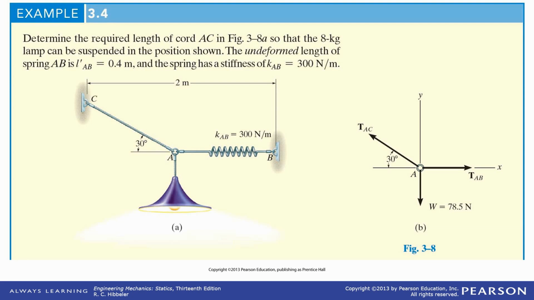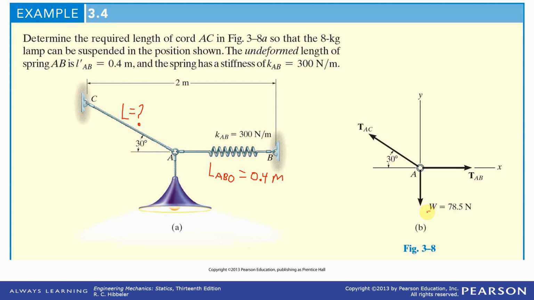Okay, I left off the last video telling you guys that we were going to work on this problem. We want to know the length of AC. L equals question mark. Don't know the length of that. We know the spring constant of this. L_AB unstretched is 0.4 meters. This is 30 degrees.